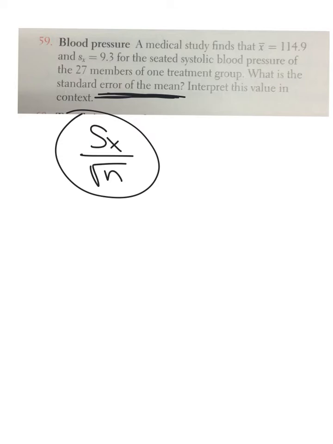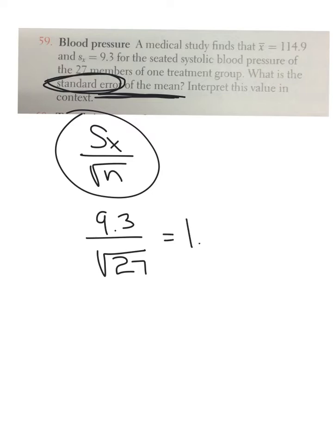The new standard deviation is the standard deviation of the sample divided by the square root of how many you have in your sample. That is the standard error. So if we plug that into the calculator, 9.3 divided by the square root of 27, the answer is 1.789, or pretty close to 1.79.